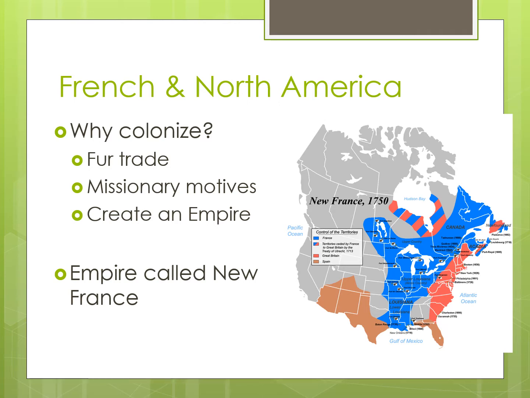The French made their money off of fur trade with the American Indians. The French were Catholic, so they were interested in spreading their faith. And just like all of the European powers, they wanted an empire. They wanted the three G's: God, gold, and glory, and this was their ticket to do it.